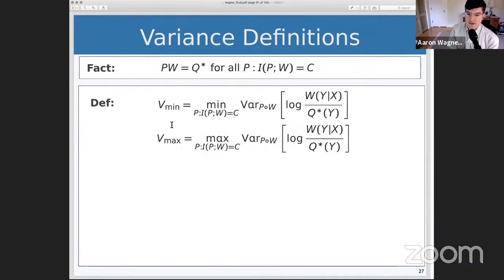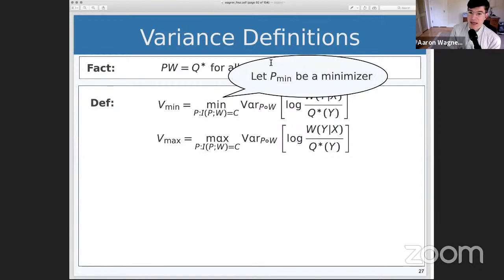Okay, so now I wanted to find two different variances. Consider this log likelihood ratio here. The mean of this quantity is the capacity. I want to consider the variance of this quantity under capacity achieving input distributions. I can consider the minimum possible variance of this thing, minimized over capacity achieving input distributions, and I can define the maximum variance, again, over capacity achieving input distributions.